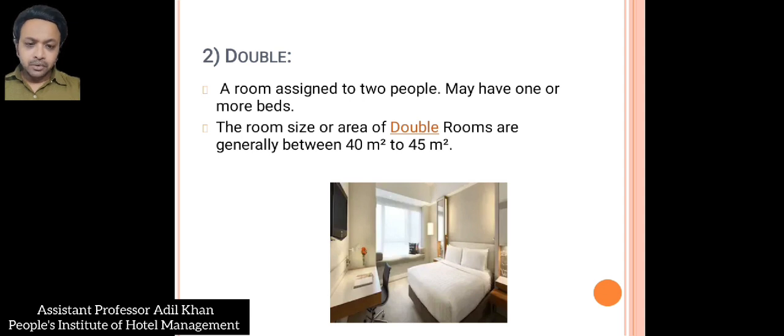Our second room is double room. A room assigned to two people may have one or more beds. The room size or area of double rooms is generally between 40 square meters to 45 square meters.